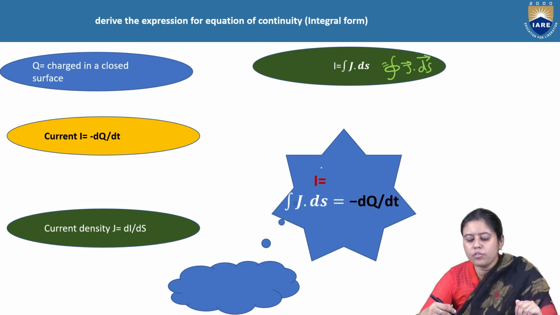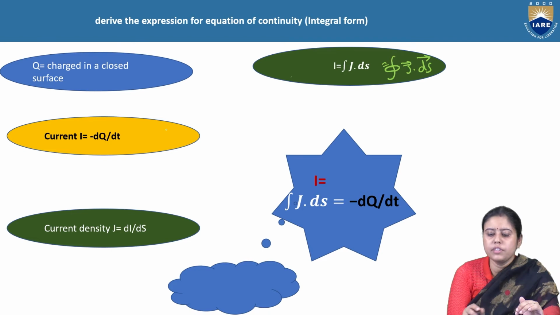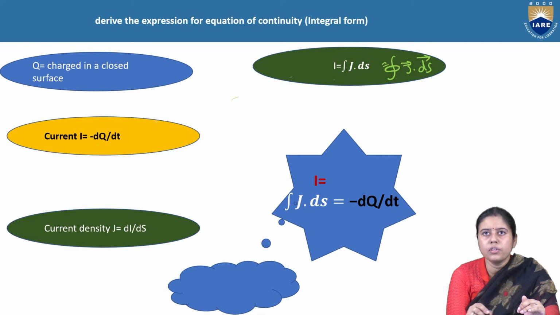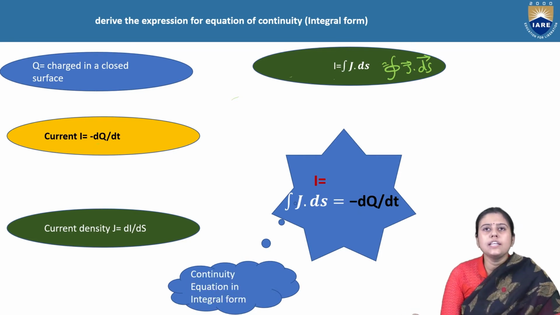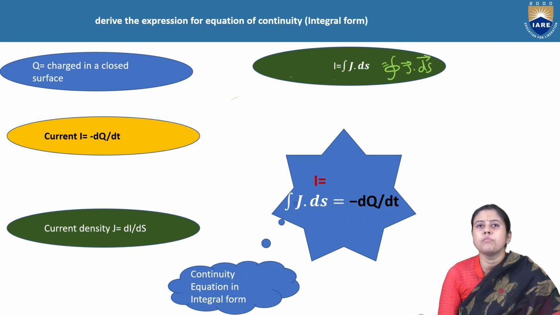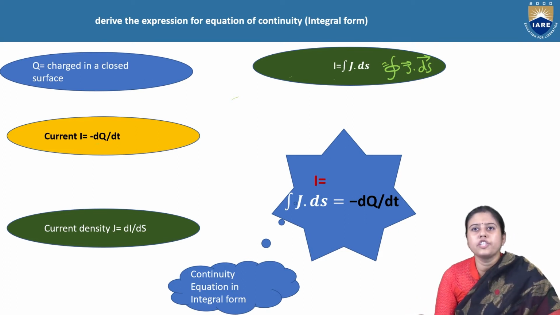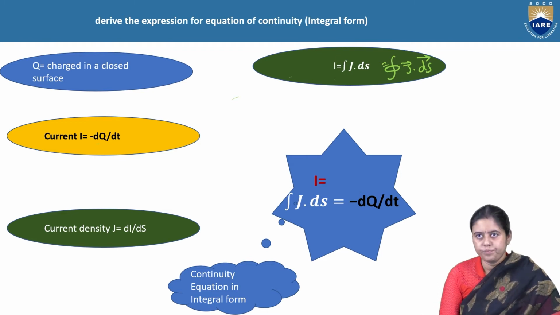If we equate this equation with this equation, the green one and the yellow one, both having I, we get I equals the integration of J dot ds equals minus dq by dt. This equation is known as the continuity equation in the integral form. So this is the first part of the answer, the continuity equation in the integral form.